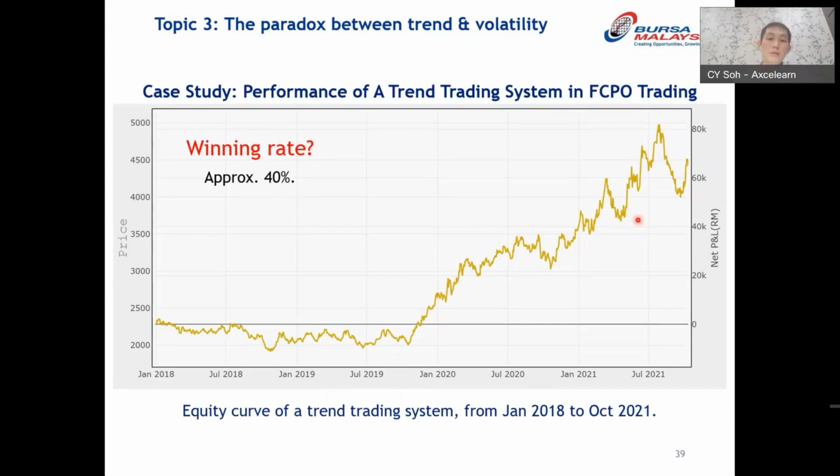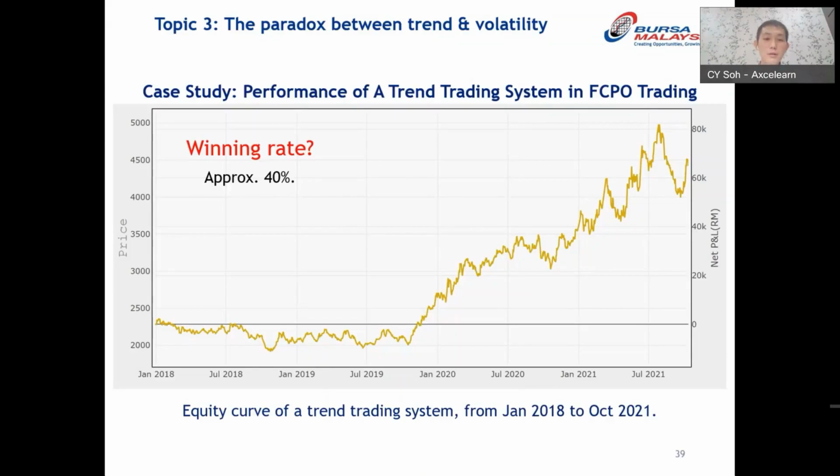The system is actually making money from the market. So in fact, when it comes to trend trading, you don't really need a high winning rate in order to make money. Even with a winning rate of 40%, you can still make money from the market. Now, this is trend trading using technical analysis.